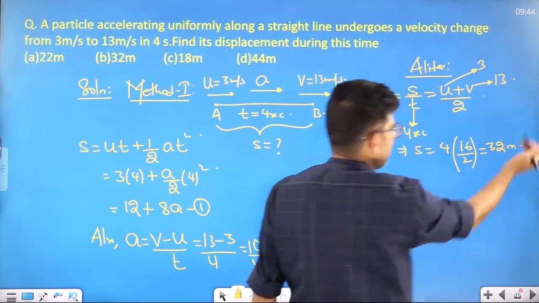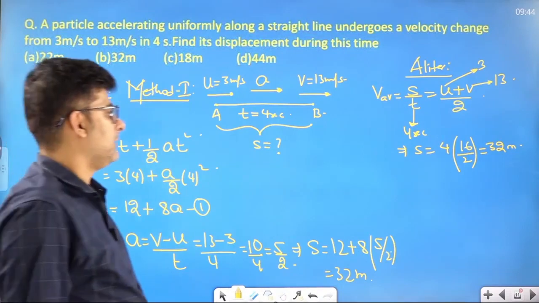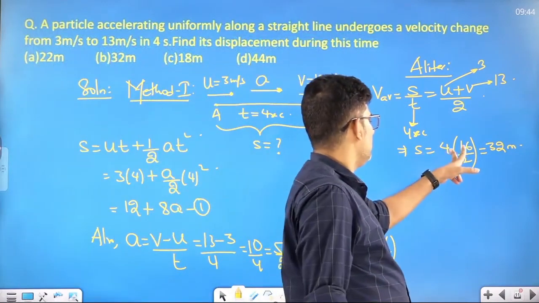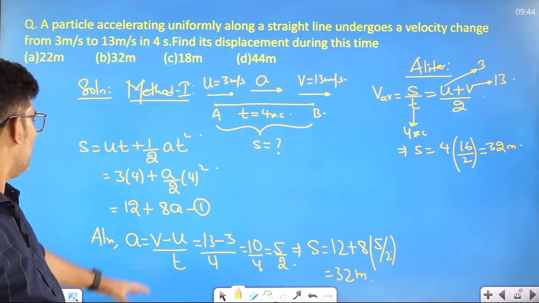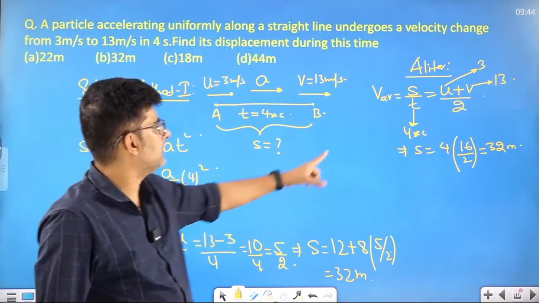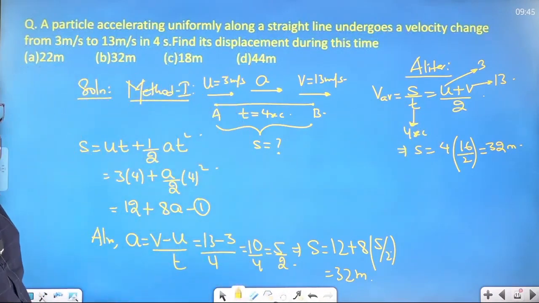You get 32 meters in one line. In one line you are getting the answer. S is equal to 16 into 4 by 2, that is 32. Understood? So instead of writing two equations, just by a single equation you will get the answer. Is it simple or not?